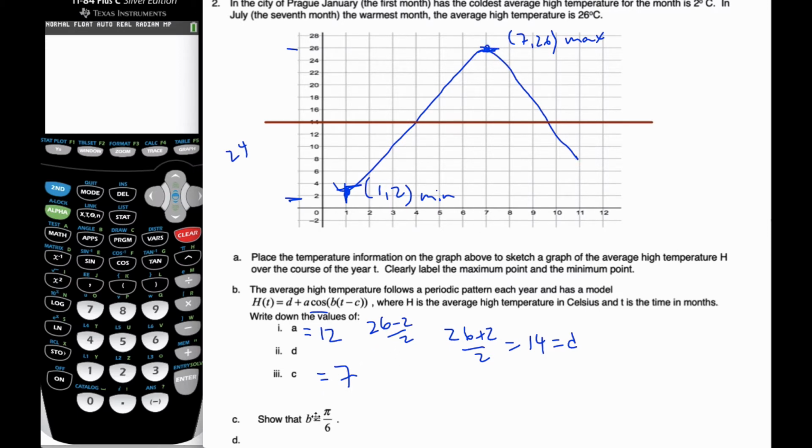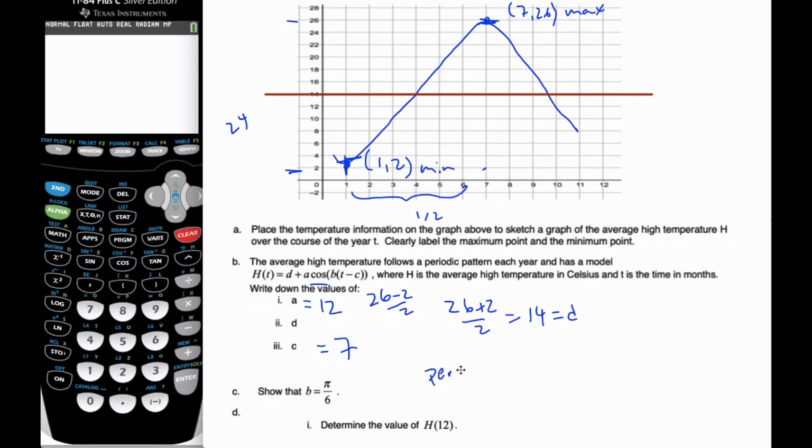Now show that B is pi by 6. Well, if I consider this, I know from 1 to 7 is half a period. And so a full period, which is 1 year, is 12 months. And so the B value is equal to 2 pi over the period, which is 2 pi over 12, which is pi by 6. And whenever you have to show that, make sure you overemphasize the work that you do so that it's very clear to the reader that they know what you're doing.